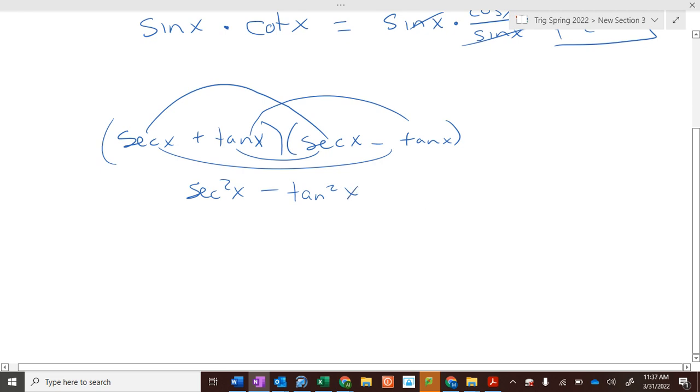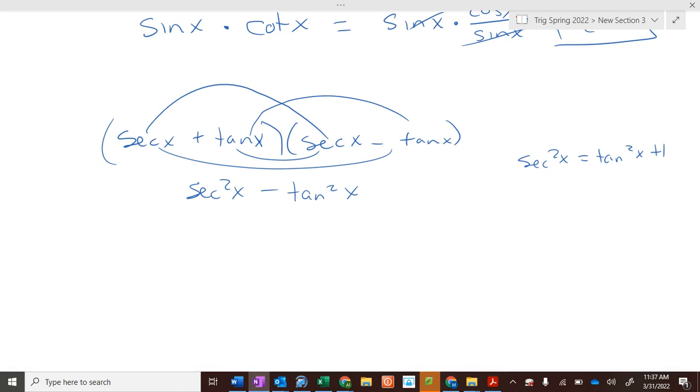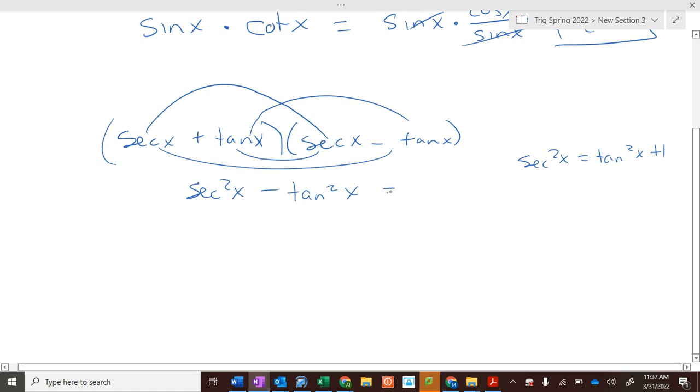Now, this is very similar to one of our Pythagorean identities on our note card. Our Pythagorean identity says secant squared x equals tangent squared of x plus 1. So, how do I manipulate this into this? Just subtract tangent squared from each side, right? So this is equal to 1. All right. Let's do another one.